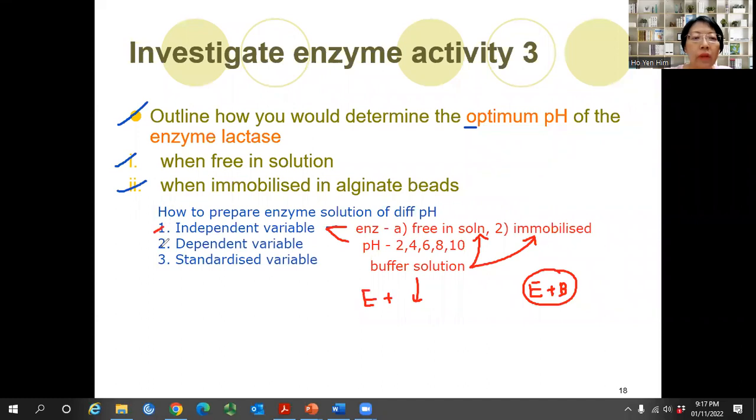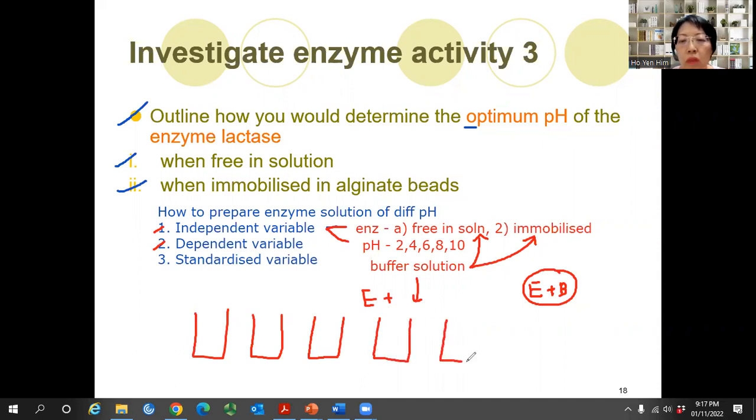Then for the dependent variable, we already mentioned how to measure the rate of reaction. Now we've got 5 pH, so we're going to put, let's say, 5 tubes. Imagine you have 5 beakers, 100 ml beakers, or 5 specimen tubes; a specimen tube is smaller than a beaker. You put in the substrate. Make sure all the substrate has the same concentration. We've got lactose as the substrate. So 1, 2, 3, 4, 5: same concentration, same volume. This is called standardized substrate concentration.